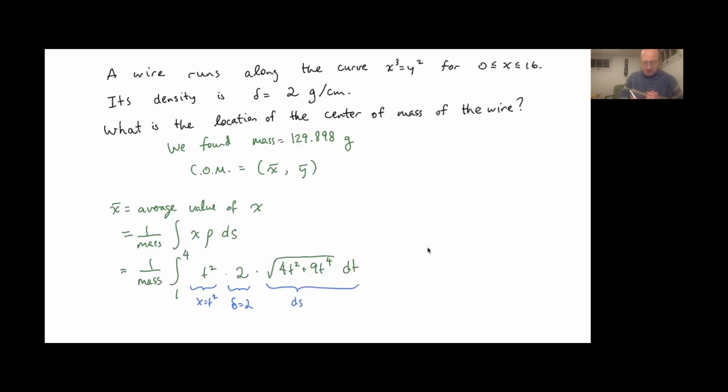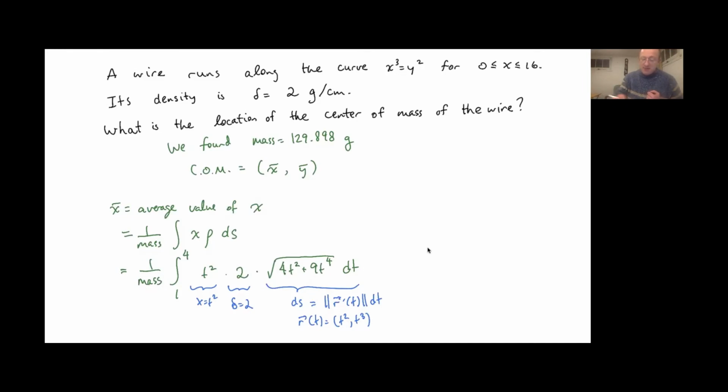And remember, this was the magnitude of r prime of t dt, where r of t was t squared, t cubed, and then you can take the derivative and find the magnitude of that derivative. It was this square root 4t squared plus 9t to the 4th. All right, that's x bar. You'd have this integral and then divide by 129.898.